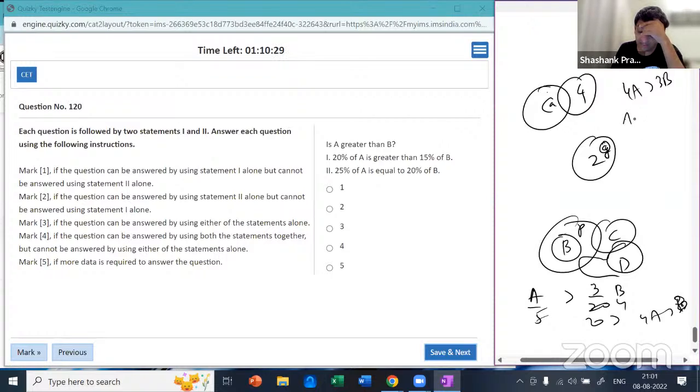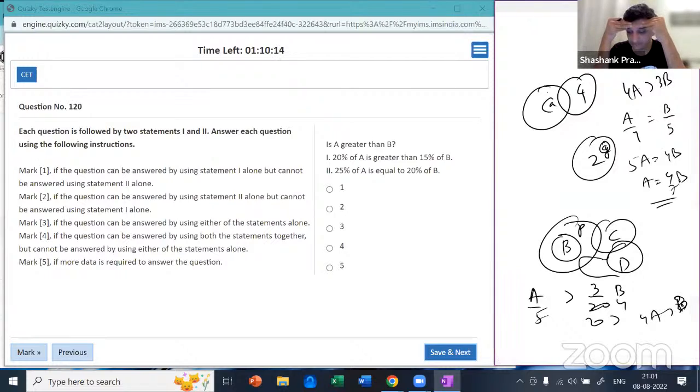and 25% of A. So A by 4 is equal to B by 5. So 5A is equal to 4B. A is equal to 4/5 of B. Now A is equal to 4/5 of B basically means that if B is -5, let's say, A is -4. In that case, A is greater than B. But if A is positive, then we can't say. So option 2 is definitely not right.